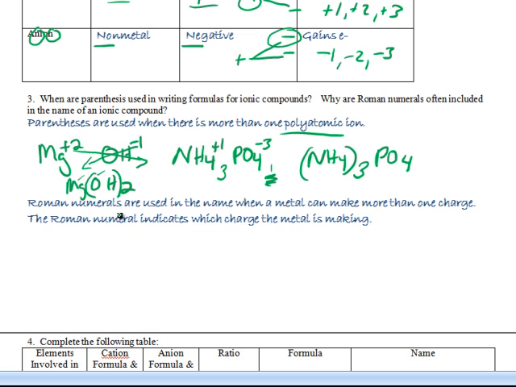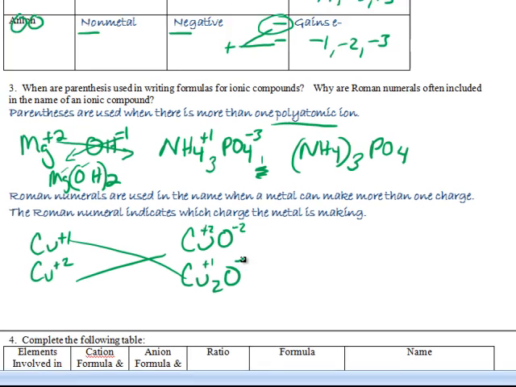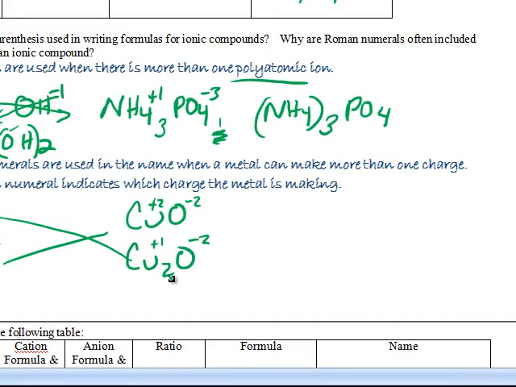Now, Roman numerals are helpful because some ions, such as copper, make +1 or +2 charges. So in order to differentiate, let's say copper is bonding with oxygen. Here's copper +2, oxygen -2, that's that formula. And if copper was +1, and oxygen still -2, crisscrossing, you end up with Cu2O.